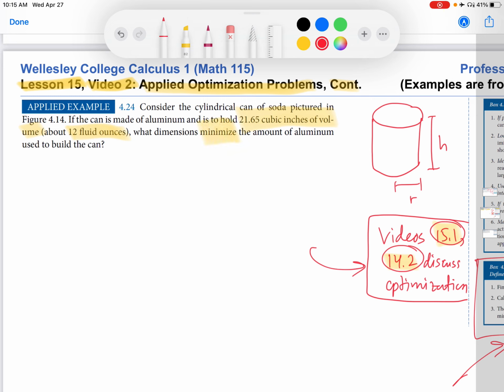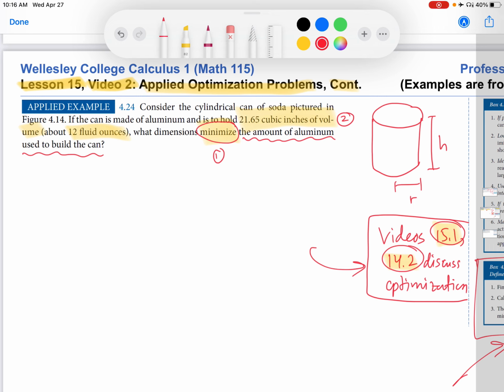So two things you could tell right away from this prompt. Number 1 is we are looking for the absolute minimum of something, and we're going to have to figure out how to quantify the amount of aluminum used to build the can. Okay, we'll get to that in a minute, but the point is we're looking for the minimum. And then number 2, we're told that the can has to hold about 21.65 cubic inches of volume.